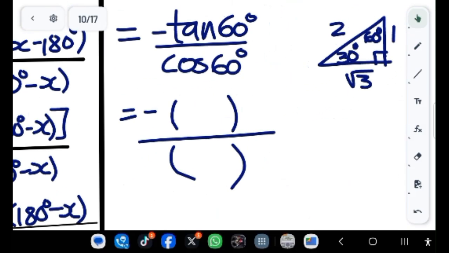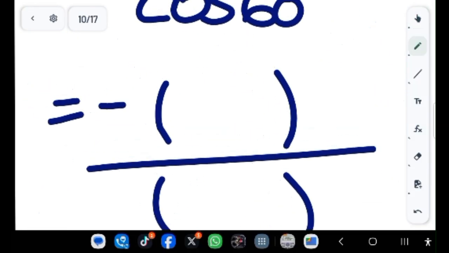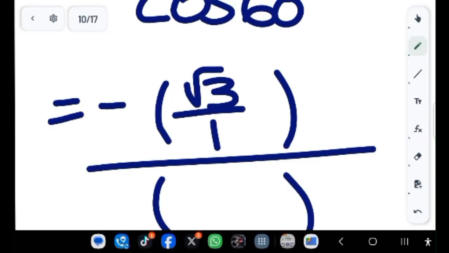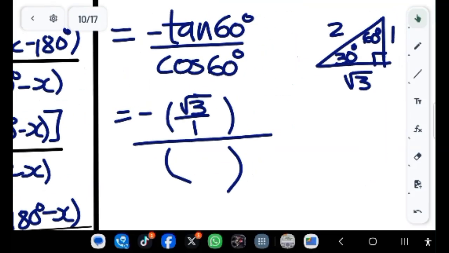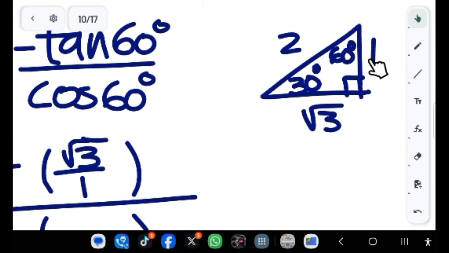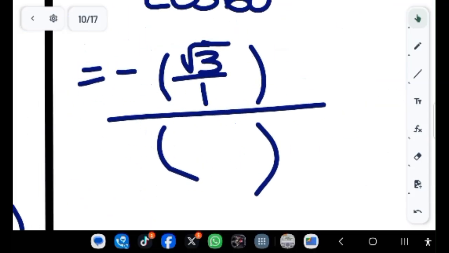Tan of 60 degrees will be opposite over adjacent, so that will be square root of 3 over 1. And the minus is out there, outside. Then cos of 60 degrees will be adjacent over hypotenuse, so that is 1 over 2.